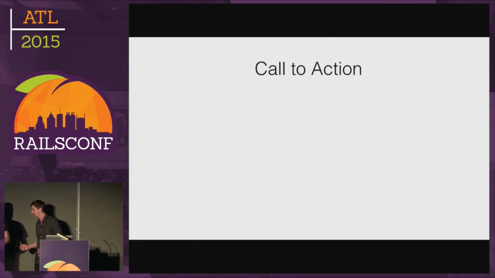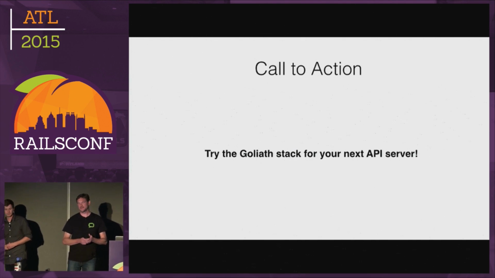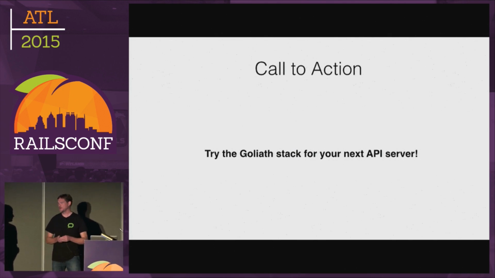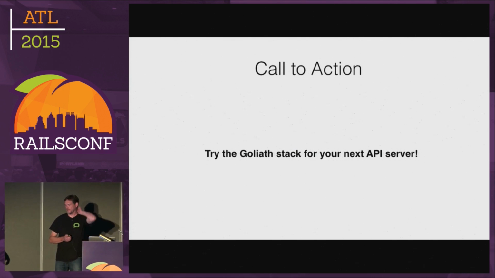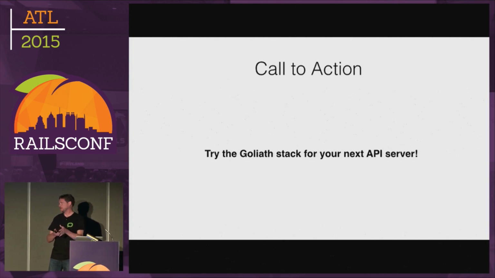Yeah, I've got a call to action here. I would strongly encourage you to try Goliath as a stack for your API server. If you have any questions, feel free to hit us up on Twitter. We'd love to help out. I think it's a really great stack, and I'd love to see a version in the future of Rails itself. I know Ilya Grigorik was proposing that idea in 2011 or so. It didn't quite happen, but I think it should have.